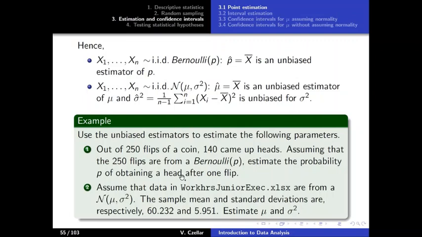Let's be concrete. Let's take two data sets. Here I have the flip of a coin. I flip a coin 250 times, and let's assume that 140 times I obtain heads. Now, assuming that the flips come from a Bernoulli distribution with a parameter P, let's estimate the probability P of obtaining a head after one flip. Of course, we'll use an unbiased estimator, the one that we already created above, P hat. And let's calculate the point estimate associated with this estimator.